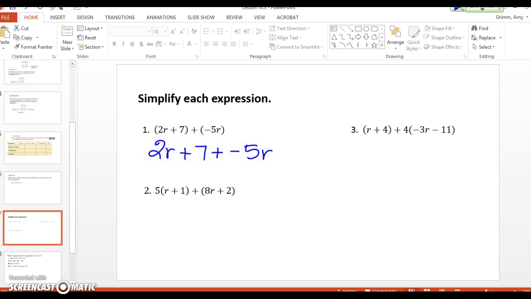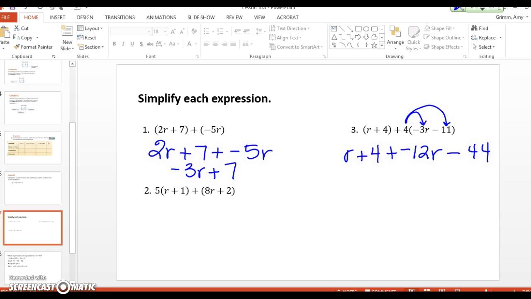So we can just simply add our like terms together. So 2r and -5r would be -3r plus 7. And that's it. That's all I have to do there. Don't let all the extra parentheses throw you off. What do I need to do on number 3? Distribute. What do I have to distribute? The 4, right? Okay, so on the first part, there's nothing I really need to do, so I can leave that alone. So r plus 4. Now I'm going to distribute the 4. 4 times -3 would be -12r. And 4 times 11, I can make that -44.